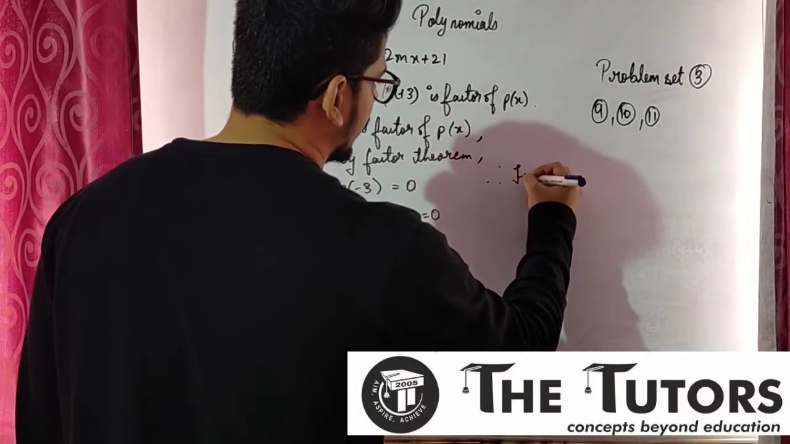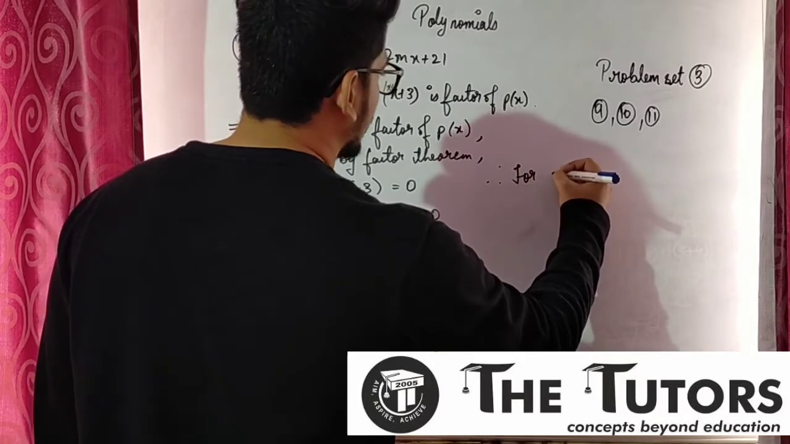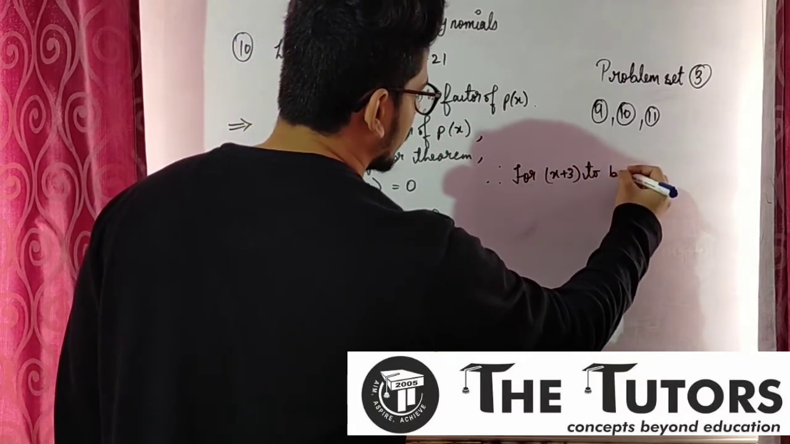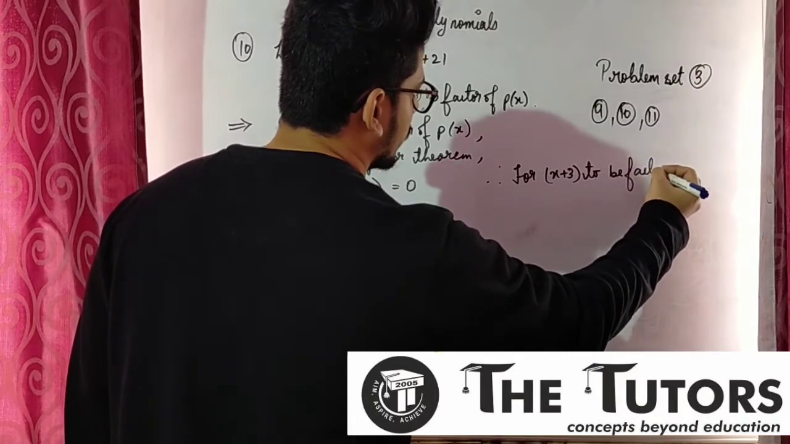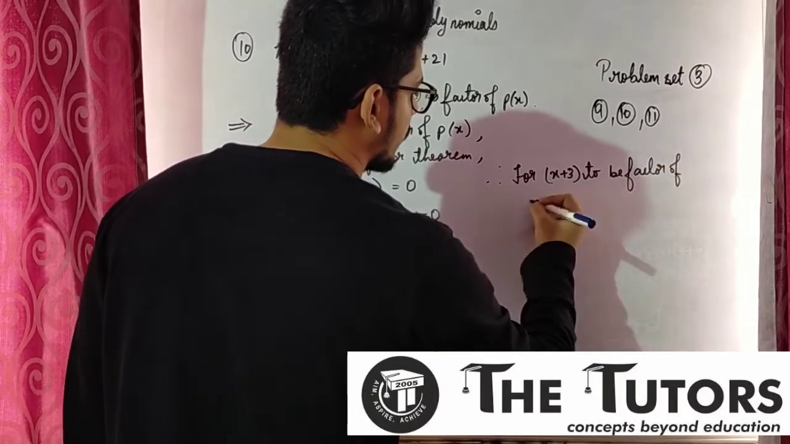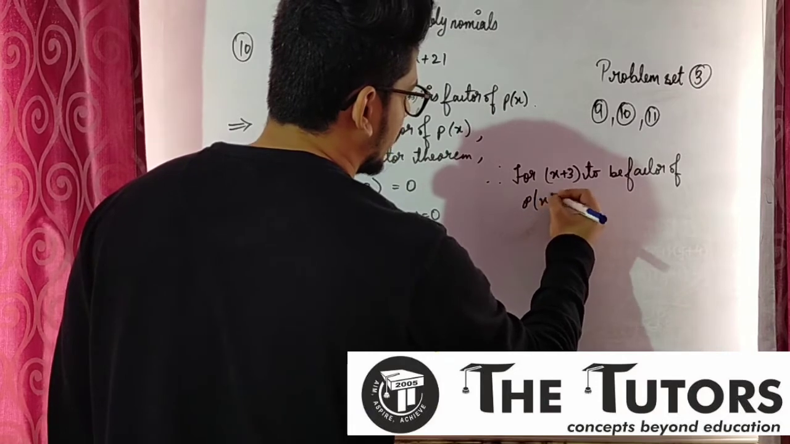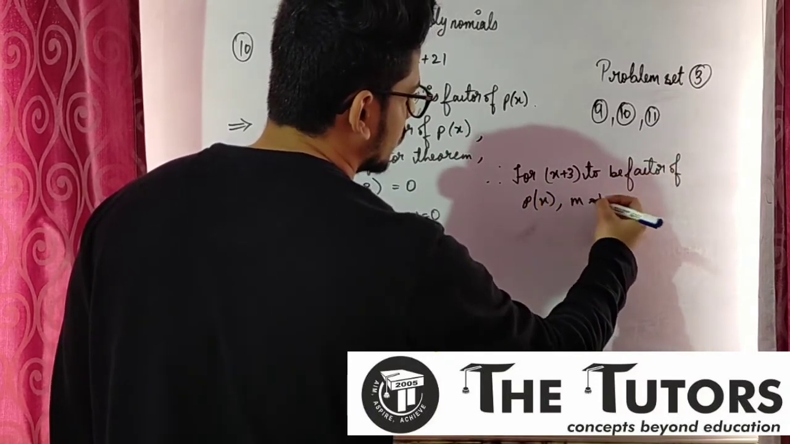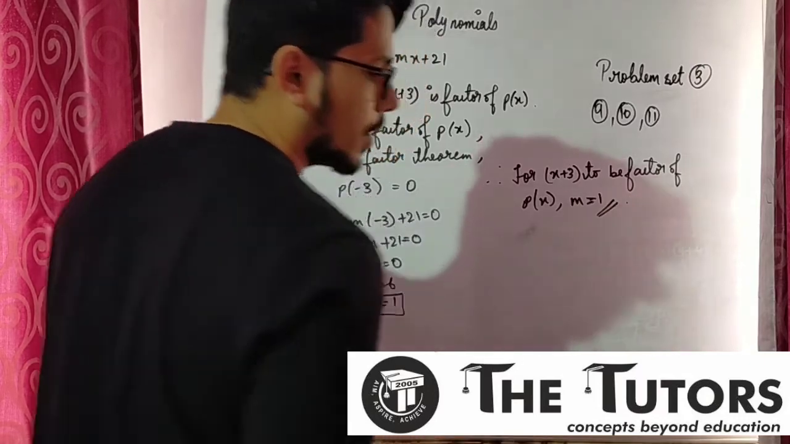Therefore, for x plus 3 to be factor of p of x, m is equal to 1.